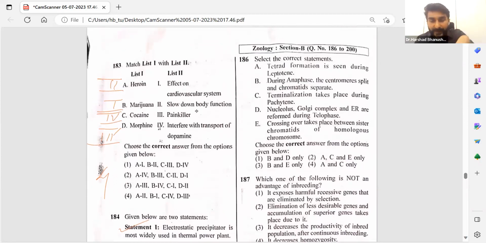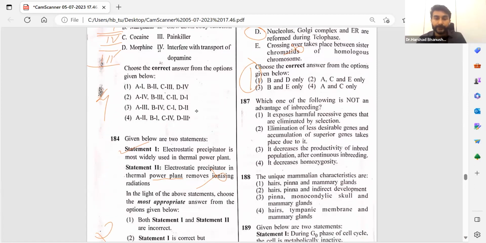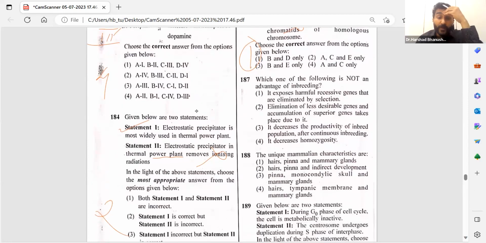Tetrad formation is seen during leptotene. Wrong, leptotene does not show tetrad formation. That's seen in case of the pachytene and the bivalent formation. During anaphase, centromere splits and chromatids separate. That's correct. Terminalization occurs during pachytene. That's incorrect. Nucleus, Golgi complex, and ER are reformed during telophase. That's correct. So B and D. Crossing over occurs between sister chromatids. Wrong, it occurs between non-sister chromatids. B and D are the correct option. Answer would be 1.